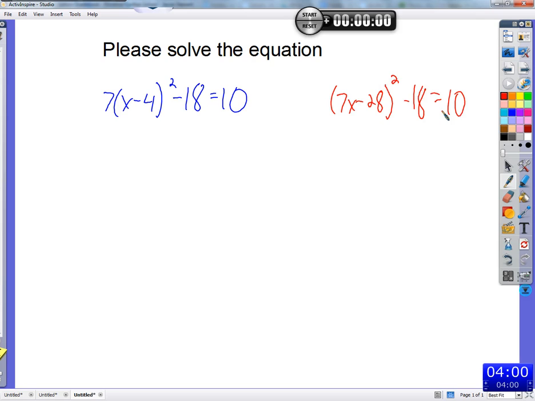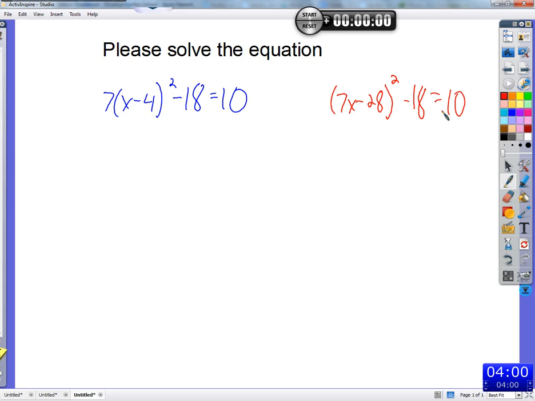Okay? What's wrong with that? Nothing's wrong with it? You don't know what's wrong with it? I don't know, I'm not sure. You're supposed to square the x minus 4 before you multiply it by the 7, and distributing it would be like multiplying the x minus 4 instead of squaring it first. Okay, that'd be good. Sort of.